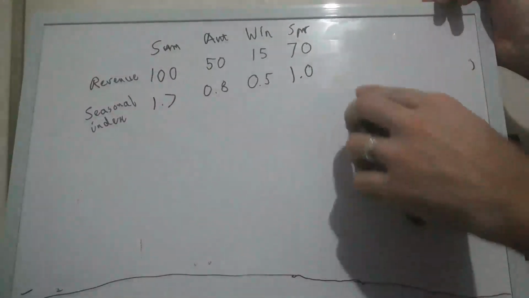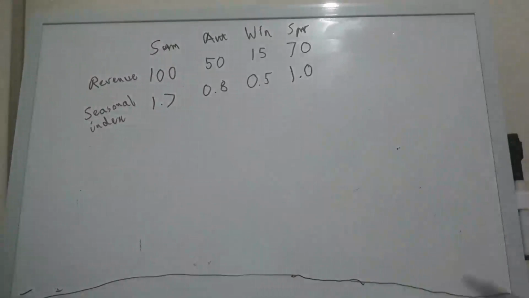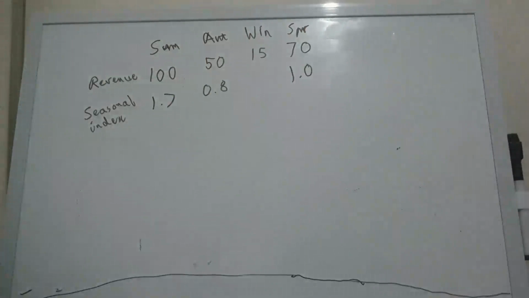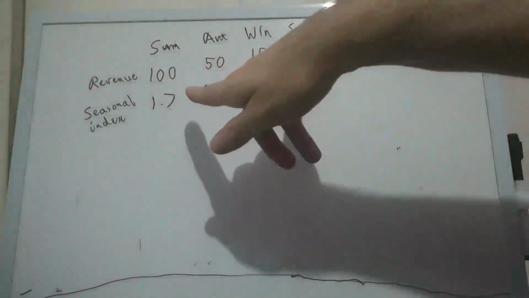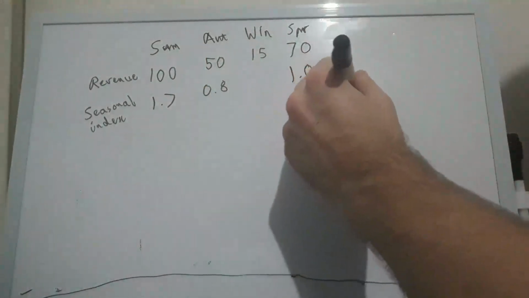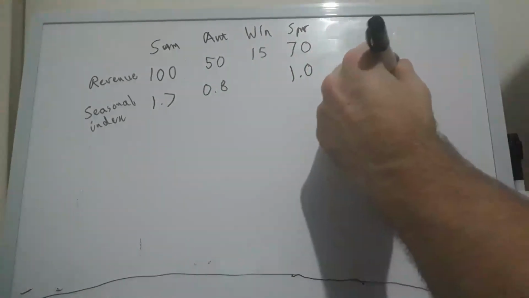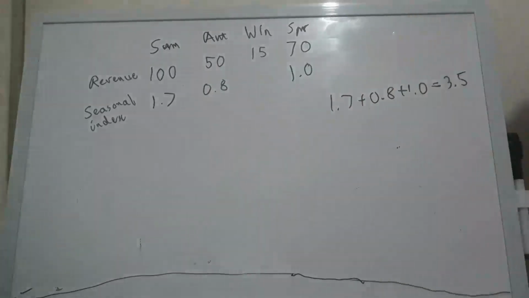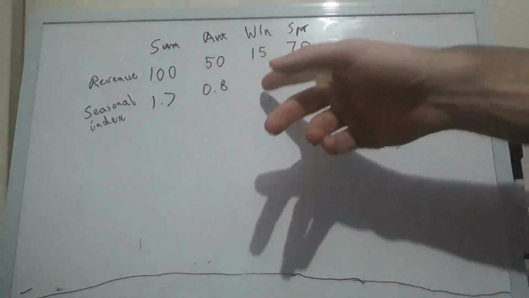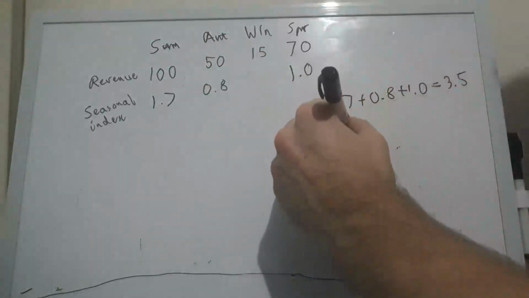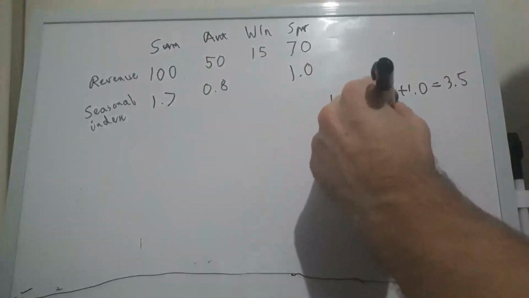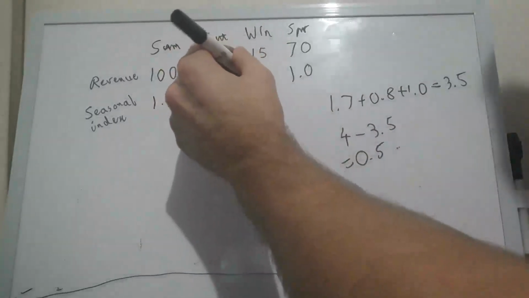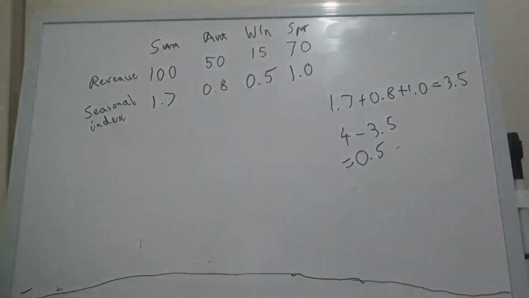So if you ever get a question, and let's say that it's missing this number here, and they say, what's the seasonal index for winter? You could add up all these together. So 1.7 plus 0.8 plus 1.0 equals 3.5. And you go, okay, that should be equal to 4. So if you then do 4 minus 3.5, that will be equal to 0.5, and you know you should have 0.5 as your seasonal index there.